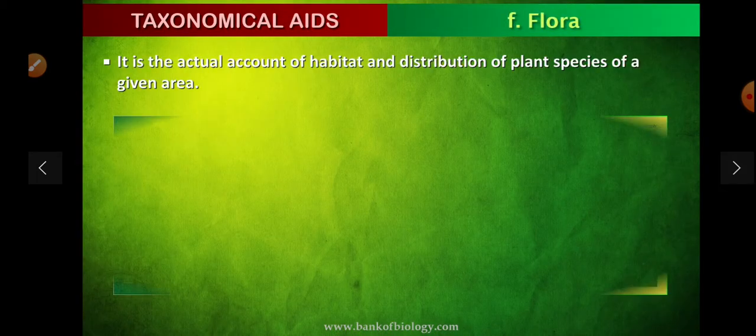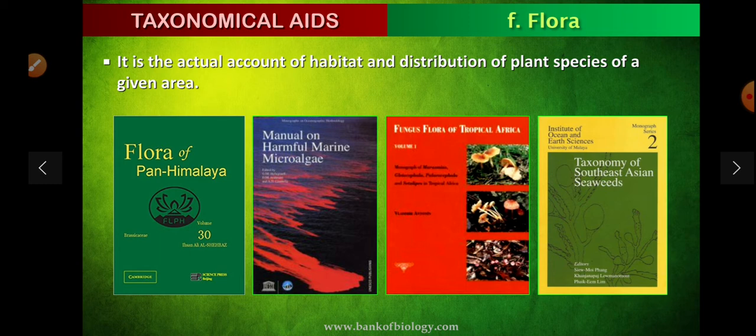Next is flora. It is an actual account of habitat and distribution of plant species of a given area. For example, the flora of the Himalaya region. Flora, spelled F-L-O-R-A, is related to flower. Flora means plants, fauna means animals. Here we study the flora, the plants, of a specific area.